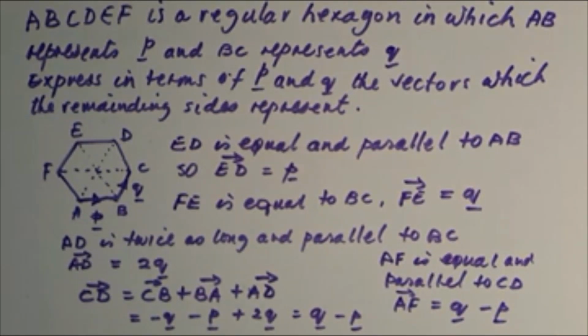So we've covered all the remaining sides. We were given the sides AB and BC as P and Q respectively, and we've covered all the other remaining sides and expressed them in terms of P and Q. Pay close attention to the notation here. When you don't see an arrow or an underscore, which indicates that it's a vector, then it's considered the magnitude of, let's say, E to D, and not a vector.